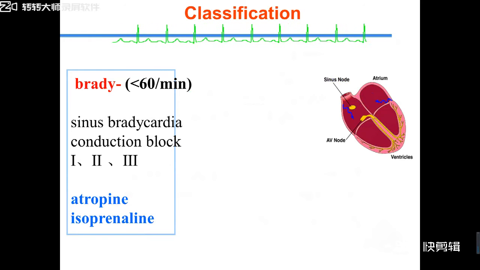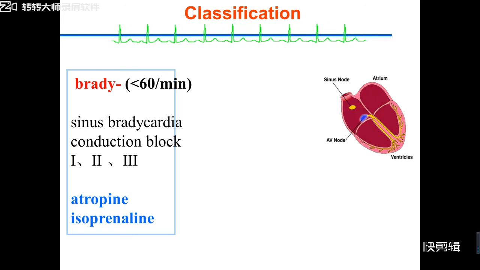We divide arrhythmias into two broad categories. The first is bradycardia. Bradycardia means the heart rate is less than 60 beats each minute, and we call these patients bradycardia patients. Bradycardia also includes sinus bradycardia and conduction blockade. Sinus bradycardia and conduction blockade are also divided into three stages: mild, moderate, and serious.